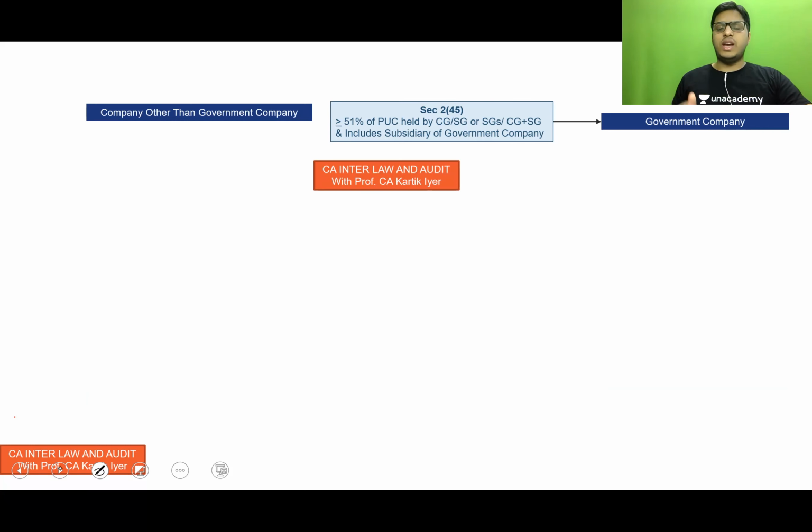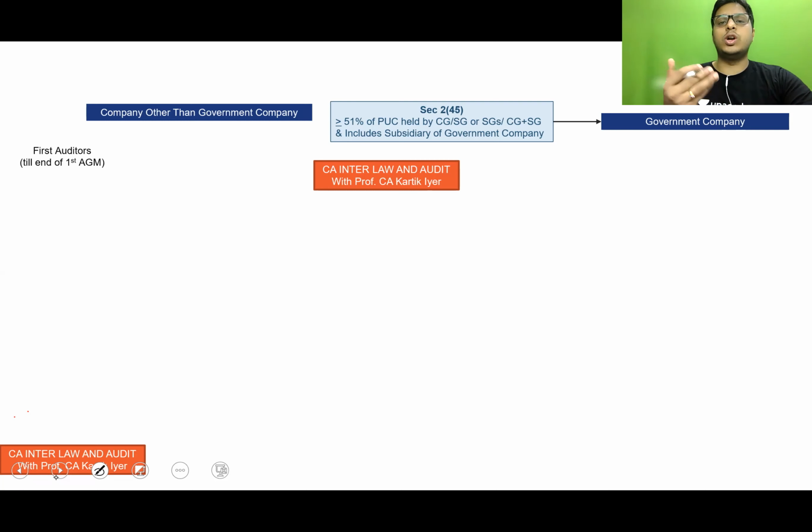If any company in which more than or equal to 51% of the paid up capital is held by the central government or state government or state governments, or partly by the central government, partly by the state government, and it includes a subsidiary of a government company, then that company is called a government company. First you identify what kind of company it is. Then we'll see what procedures are in place.